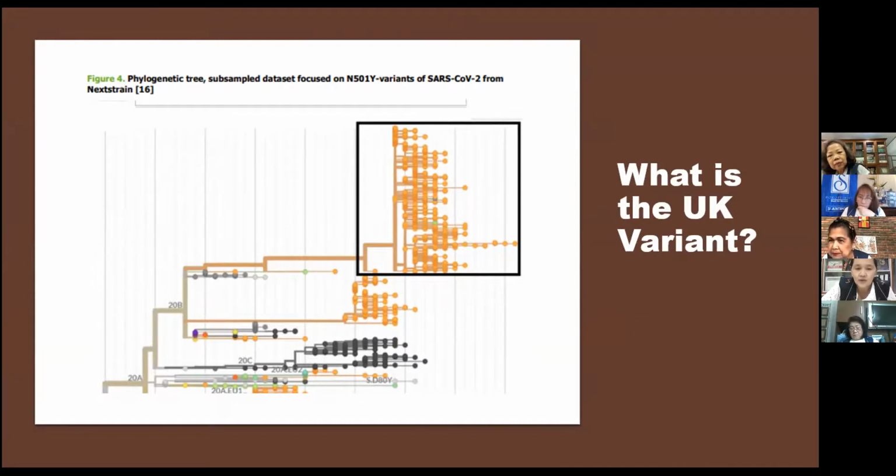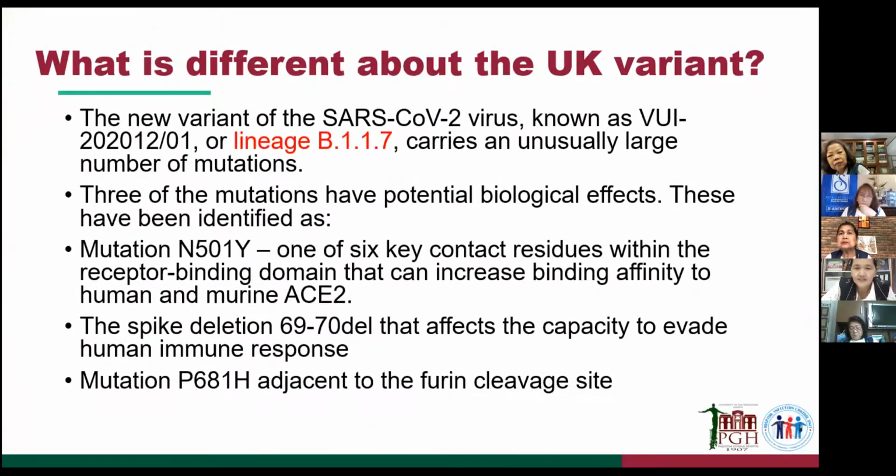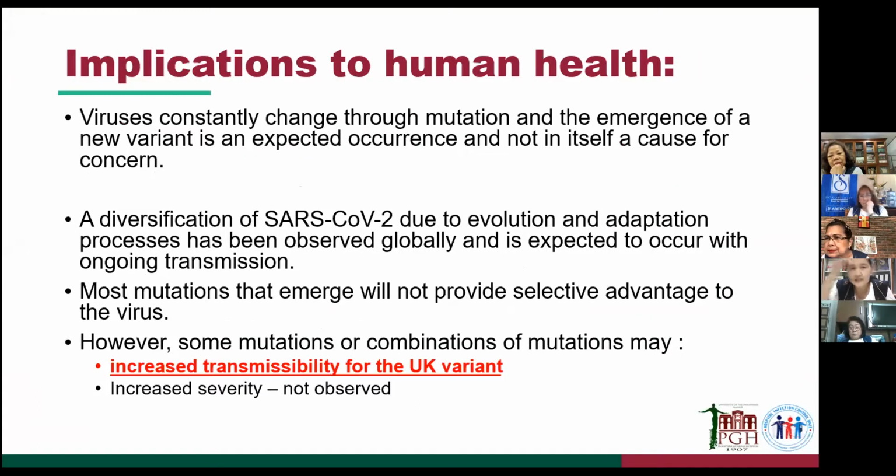So what's different about this UK variant? They've seen that there were major mutations that led to distinctively, parang isa na siyang lineage. Parang kung sa family tree, meron na siyang sariling class of mutations that occurred uniformly across the several of these people affected with this new variant. But what does it mean to us, yung human health?